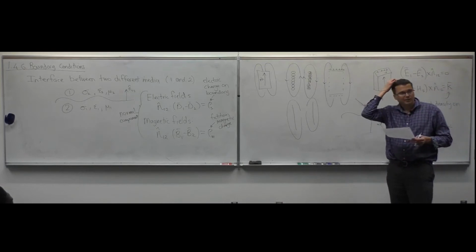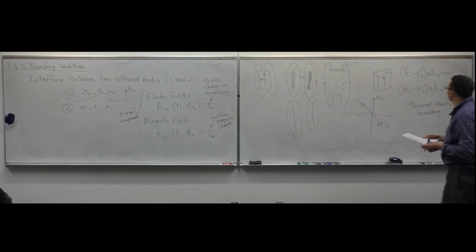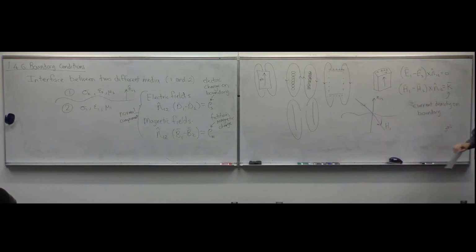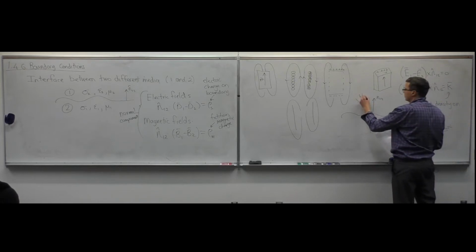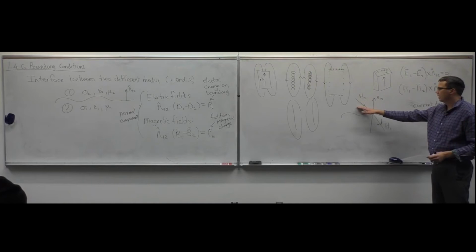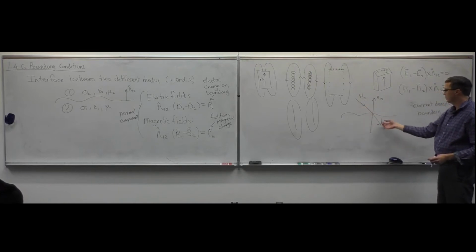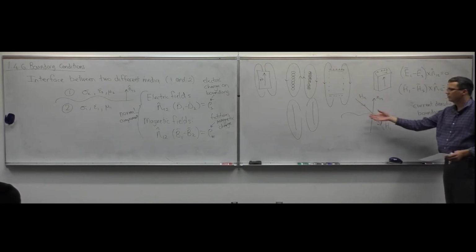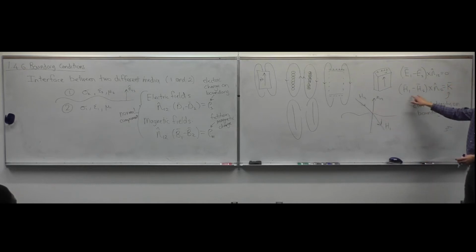Yes, H2 is the magnetic field intensity. In your drawing, you showed what H1 was. Yeah. So H2 cosine is equal to H1 cosine with the angle and sines. So this is just basically saying the field intensities have to be equal.